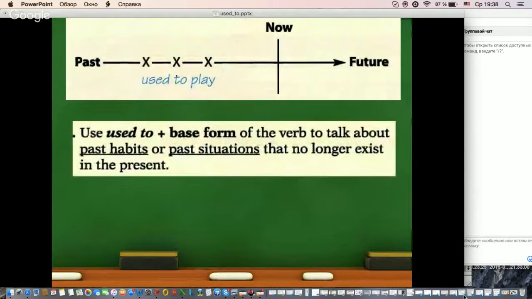Alright, so again, we use used to plus the base form of the verb to talk about past habits or past situations that no longer exist in the present. Another way, we may call this construction habitual past. So something used to happen regularly in our life in the past, but no longer happens.